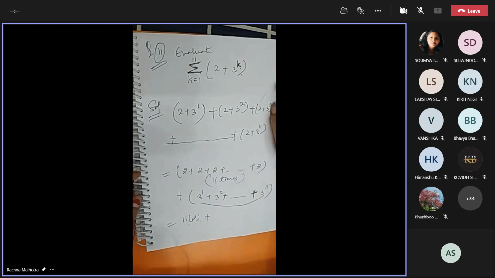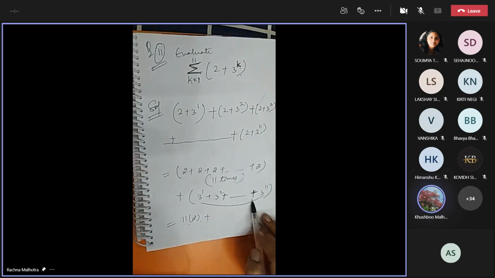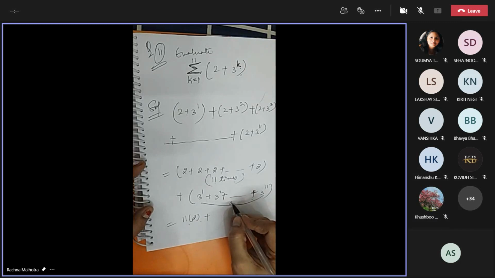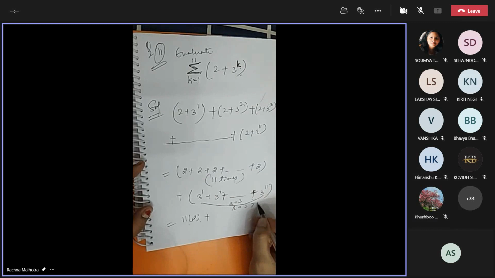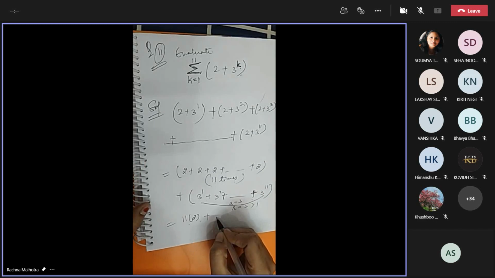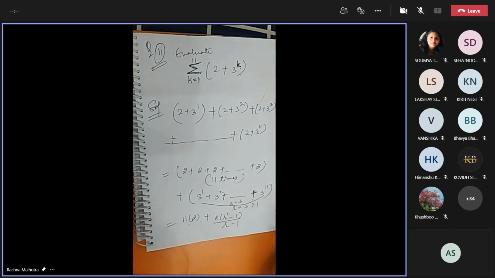So I can write 11 into 2. And this is a GP, where the first term is 3 and the common ratio is 9 by 3, that is 3, greater than 1. So you can apply the formula for S11. What is the formula? a times r to the power 11 minus 1 you can use here, because we are talking about 11 terms. So you just substitute the values here: this is 3, this is 3, this is 3 minus 1. So you will get the sum.